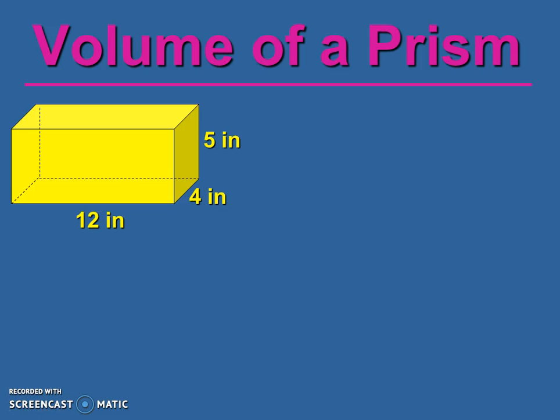All right, this is a rectangular prism. I have a length of 12 inches, a width of 4 inches, and a height of 5 inches. So the first thing I'm going to do is identify my base shape. So I'm going to use this rectangle that's down here on the bottom, right? This one is going to be my base shape. So if I wanted to get the area of that base rectangle, I would do length times width, so 12 times 4. Once I get that area, I now have to make it three-dimensional, so I'm going to multiply by the height, and height is always going to be the distance between the two bases.